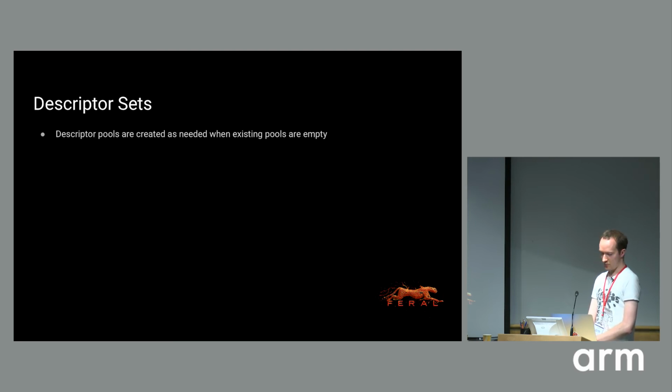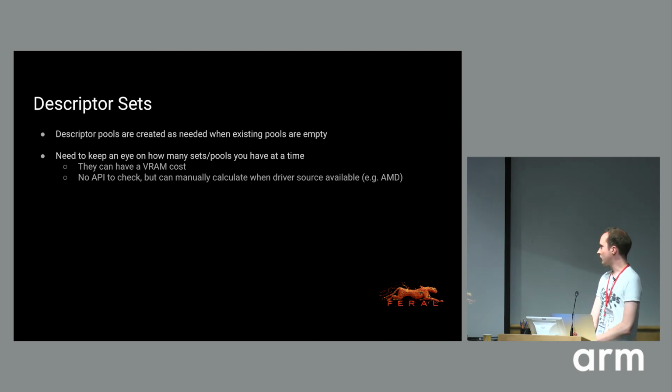So with these descriptor pools, we have a bunch of global descriptor pools, and then we create these as needed when we find that existing pools are empty. One thing we found with this is that we could end up with quite a large number of descriptor pools allocated, and these can have a VRAM cost.